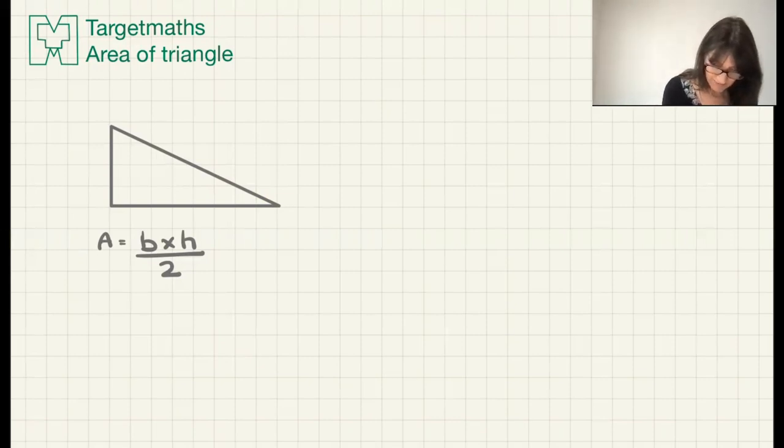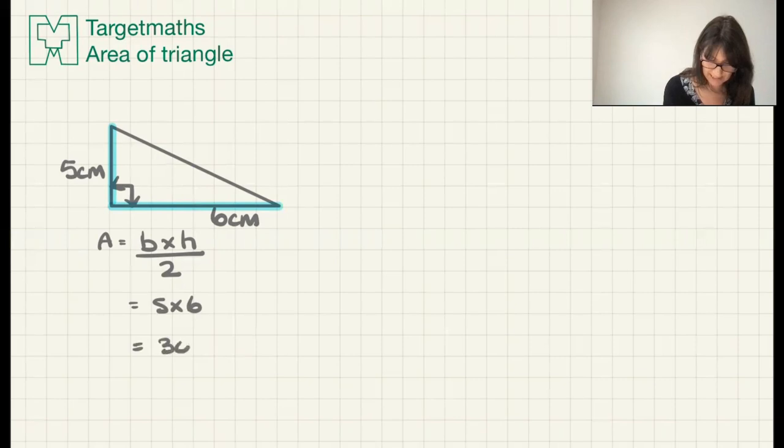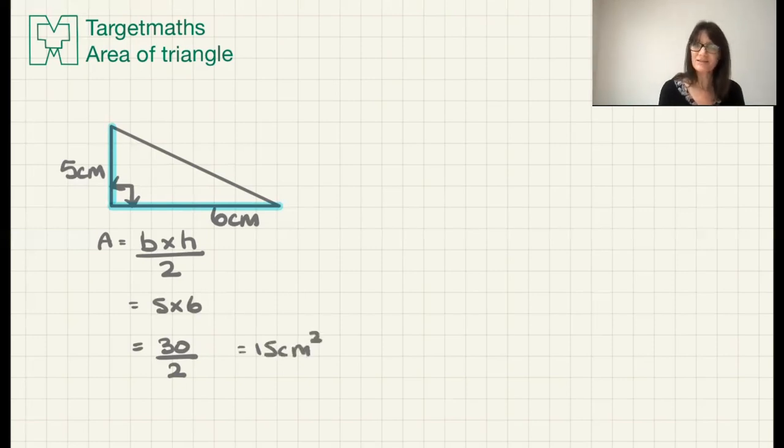So I can see that my right angle is here. I am going to put the numbers 5 centimeters on this one, 6 centimeters on this one. The right angle is pointing to the edges that I have to use. So my area is going to be 5 times 6. I always like doing that bit first, which is 30. Then divide it by 2. And my final answer is 15 centimeters squared. And that's pretty much it. Area of a triangle.